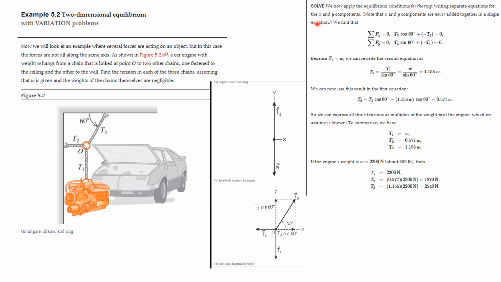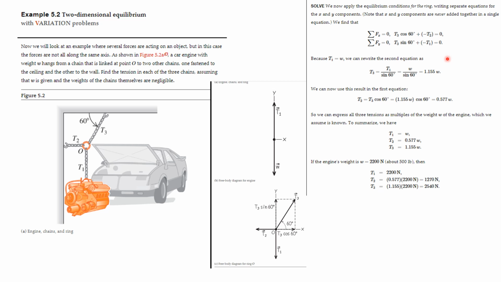Okay, so we're going to apply the equilibrium conditions because the problem told us we were in equilibrium for the ring. And so we're going to write separate equations for the x and y components. The summation of the x components tells me that T3 cosine 60 minus T2 has to be equal to 0. Because T2 is going this way, T3 cosine 60 is going this way, they have to balance each other to be in equilibrium. Similarly, in the y direction, T3 sine 60 and minus this have to be the same. Again, they're vectors, so we have to be concerned about the signs. Okay, so we have two equations and two unknowns to solve.